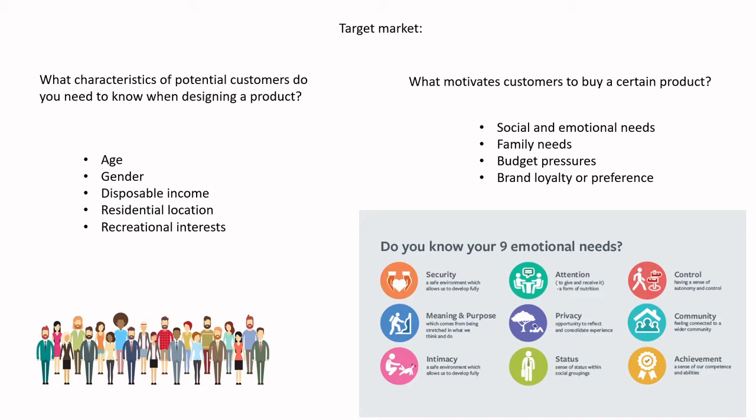Now, to do with your emotional needs, if you look down at the bottom here, they are separated into nine. There's quite a lot of overlap with some of these. The first one is security, so being able to feel safe in your own home with your family or your support circle. Attention, so being able to have that interaction with people. Control, so being able to feel in control of a situation. People don't like to feel like they're not in control of their own life and what they're doing.